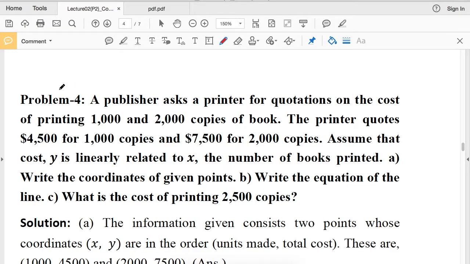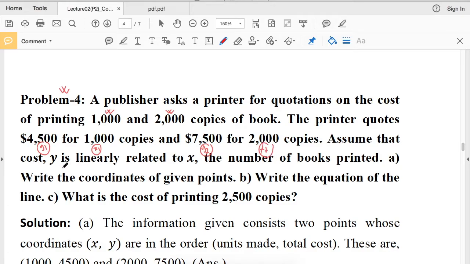So now let us try to understand another problem. Problem 4. A publisher asks a printer for quotations on the cost of printing 1000 units and 2000 units of books. The printer quotes this dollar for the 1000 copies. So let us denote this by y1 and this one by x1, like what we did in the previous problem. And similarly, this one will be y2 and this one will be x2.